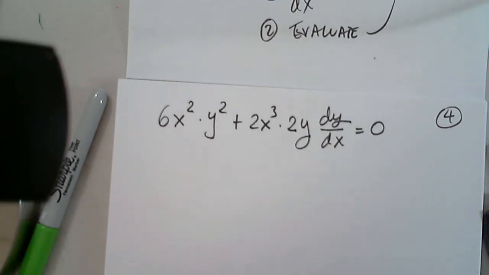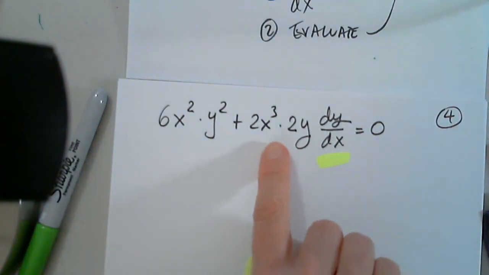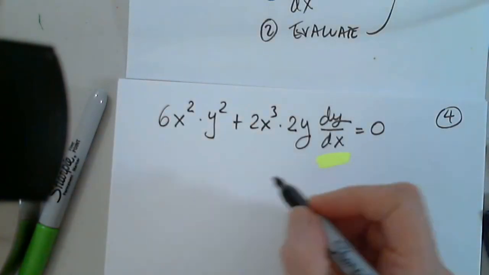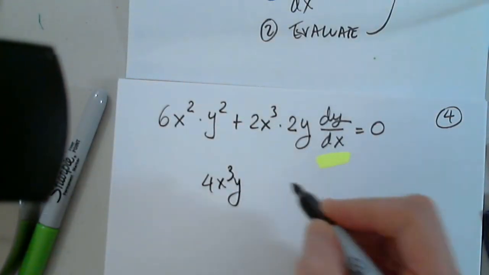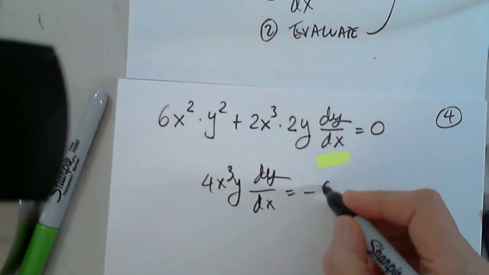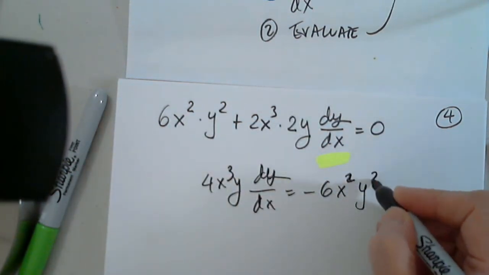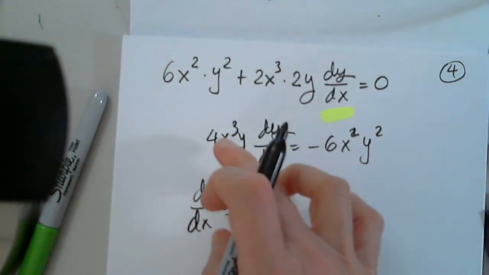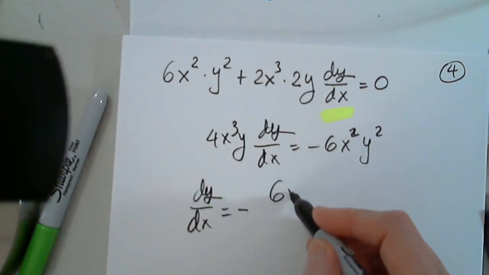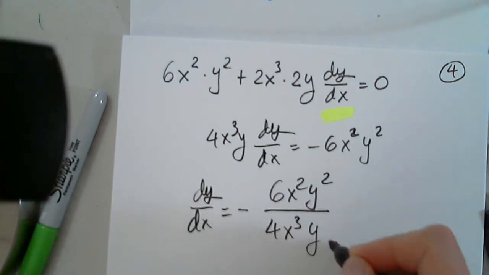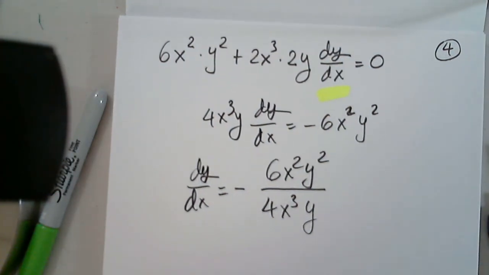My variable is this. So what I have to do is move this to the other side and divide by 4x cubed y. So 4x cubed y dy over dx equals negative 6x squared y squared. So finally dy over dx equals this over this with minus in front: 6x squared y squared over 4x cubed y. Simplify as much as possible.